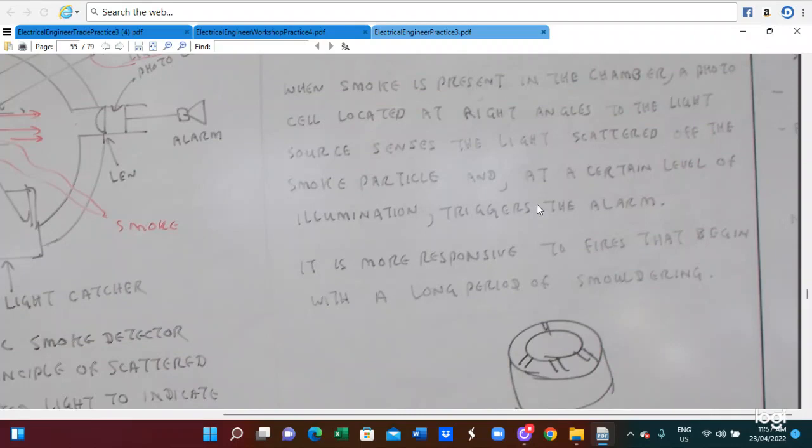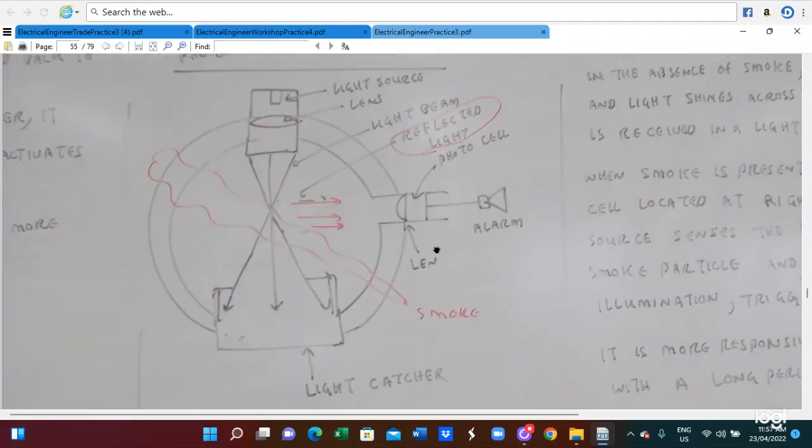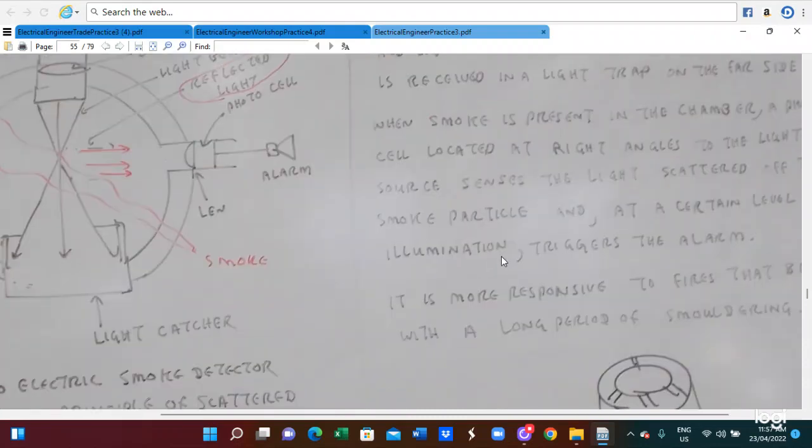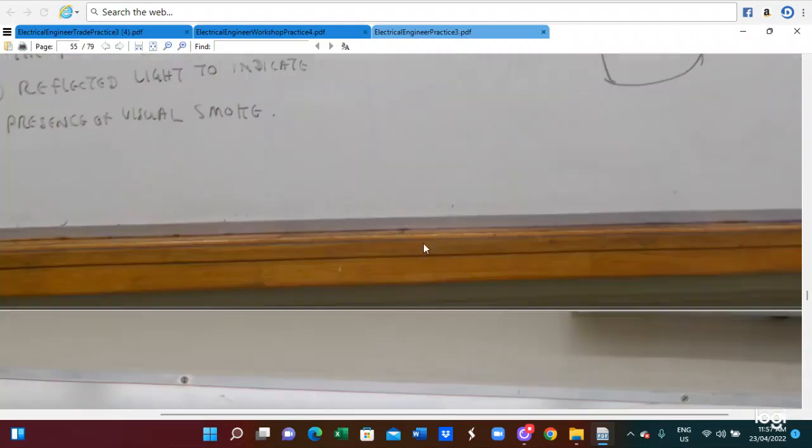Normally the photo cell has full illumination. When smoke comes in, the illumination is scattered and the illumination level is reduced. Because of the reduced illumination level, the photo cell catches this, which indicates a signal, and this signal will sound the alarm. So this is what the photo cell includes.